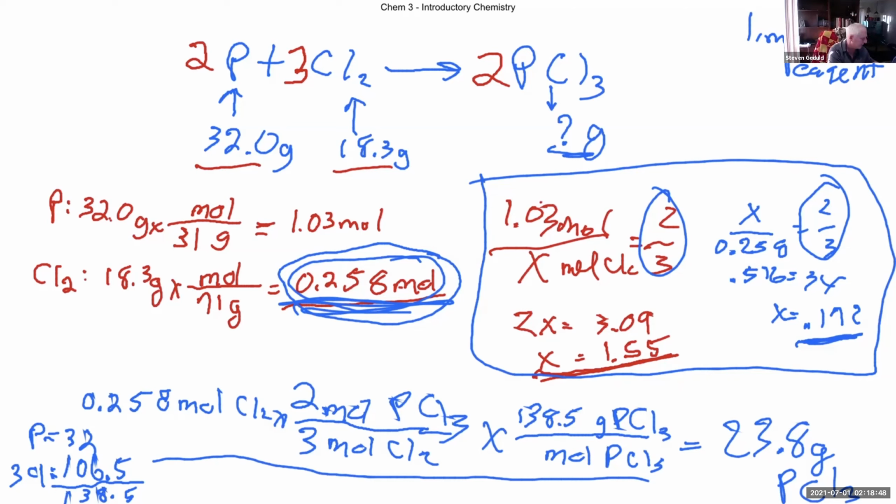Let's see what else I have here. All we got left is theoretical and percent yield. And those are simple, just calculations from the formula where we already done. So let's pick up, do one more here. Actually, how about one we know? Let's do hydrogen plus oxygen goes to water.